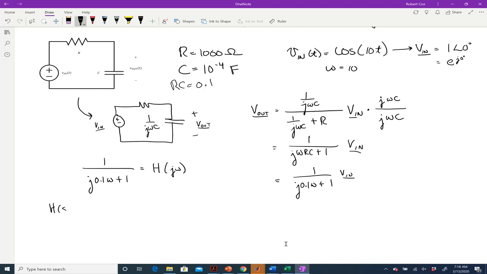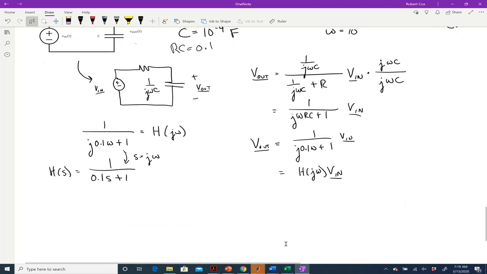So remember, H of s was equal to 1 over 0.1 s plus 1. If you notice the difference here, I just plugged in s equal to j omega. So notice that this relationship between the phasor of Vout and the phasor of Vin is simply H of j omega times Vin. So these are pretty closely and clearly related to each other. That's a really important result, which we're going to exploit a little bit further.